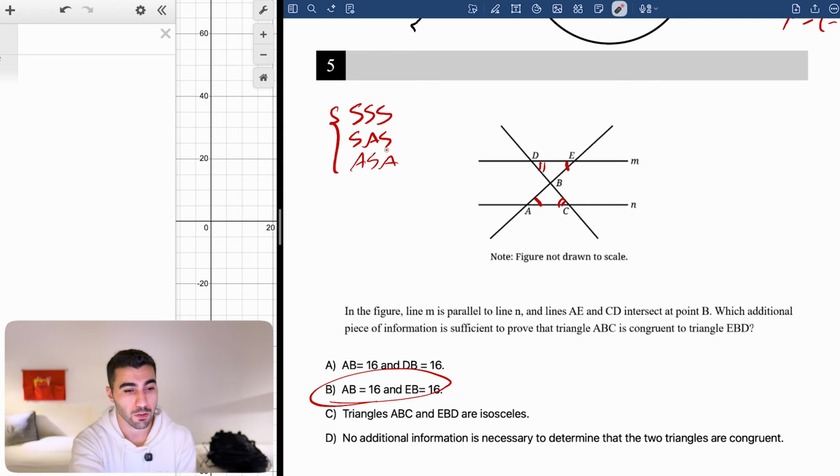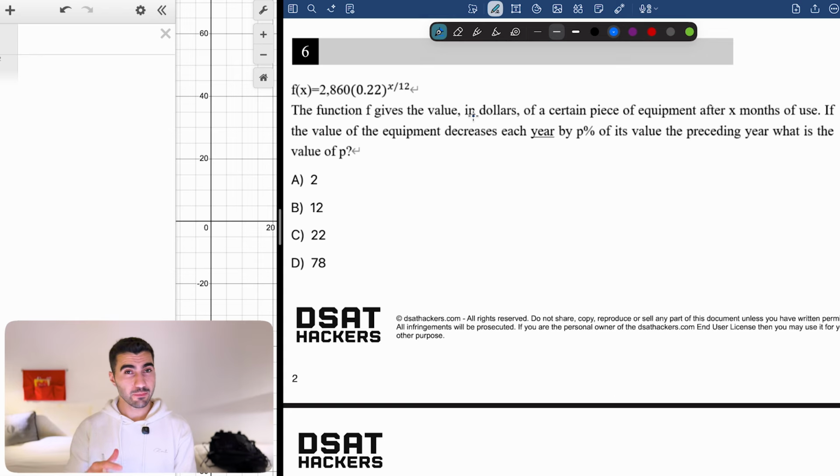So pay attention to that always. All right, next question is a very easy but tricky question that you might see in your exam.